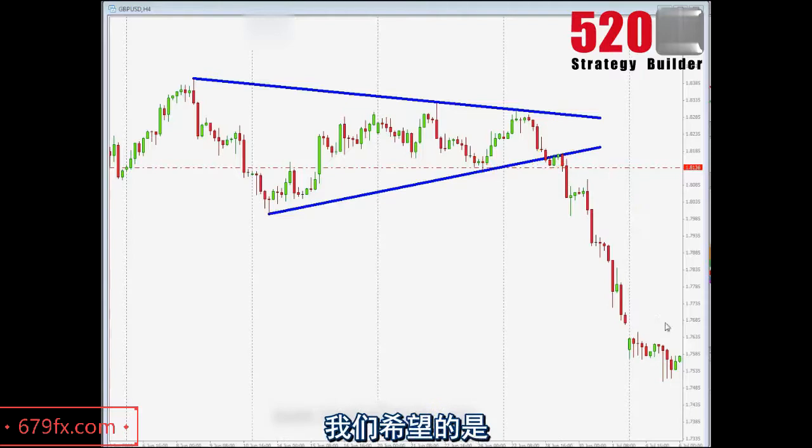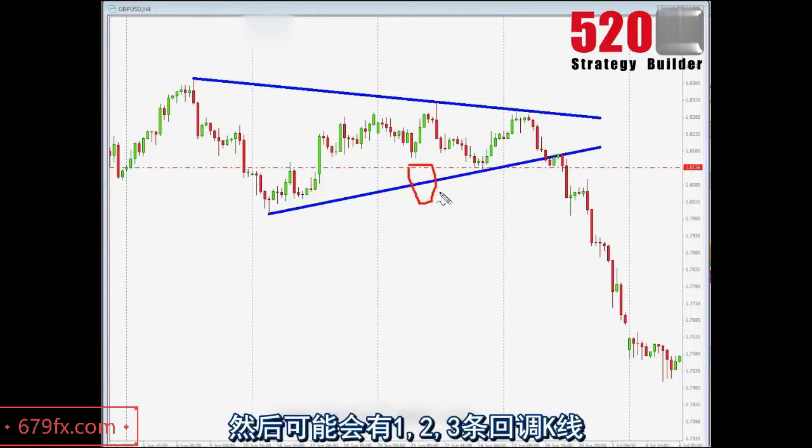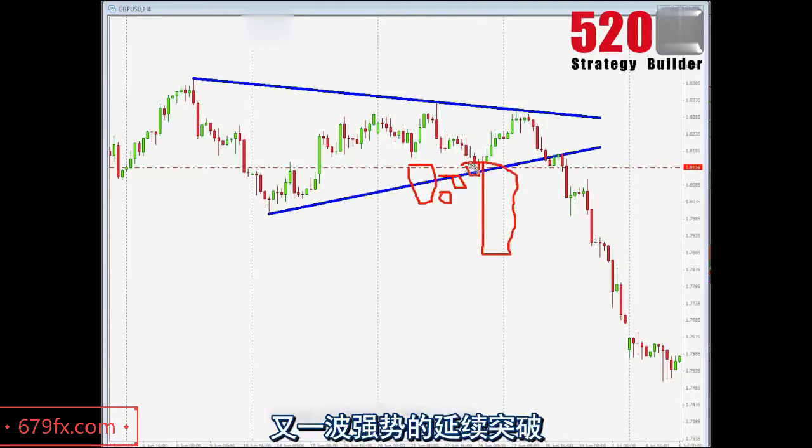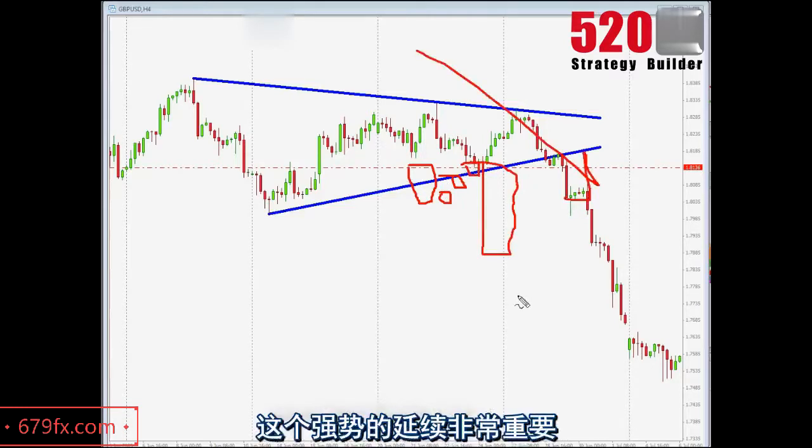What you want is a clear breakout, then perhaps a 1, 2, 3 bar pullback, and then another momentum thrust in the direction of the main trend. That momentum thrust is the most important of all. You need a clean breakout. You need a breakout in momentum.